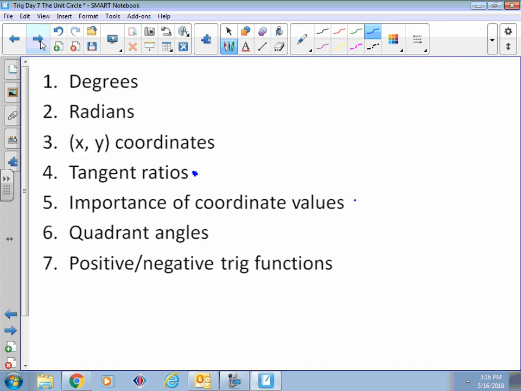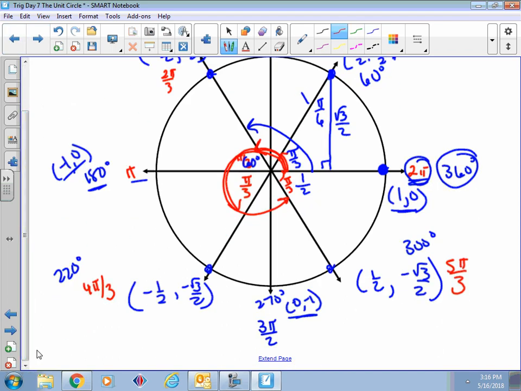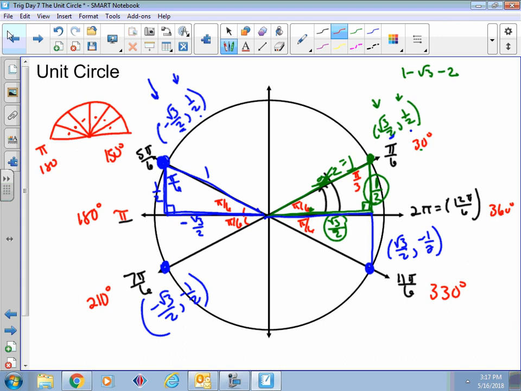Know which trig functions are positive and know which trig functions are negative, in which quadrants. So in the third quadrant, both the sine and the cosine of the angles are negative. In the fourth quadrant, the sine is negative and the cosine is positive. That's true everywhere here, right? In the first quadrant, they're both positive. In the second quadrant, the sine is positive, but the cosine is negative.